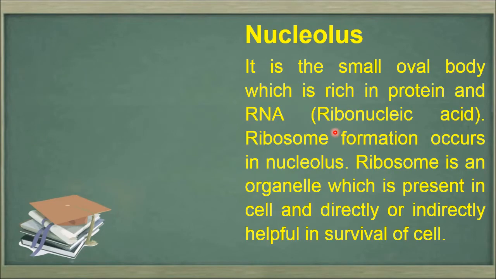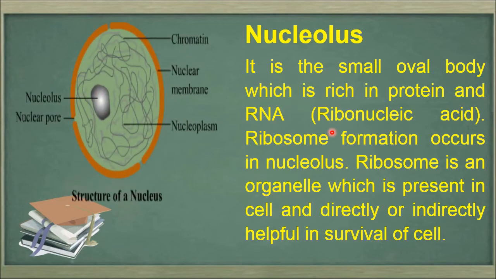Next is nucleolus. In the diagram you can see this is the nucleolus. So what is nucleolus? It is a small oval body which is rich in proteins and RNA. Ribonucleic acid is the full form of RNA. Ribosome formation occurs in the nucleolus. So this is the function of the nucleolus, that the formation of ribosomes takes place.